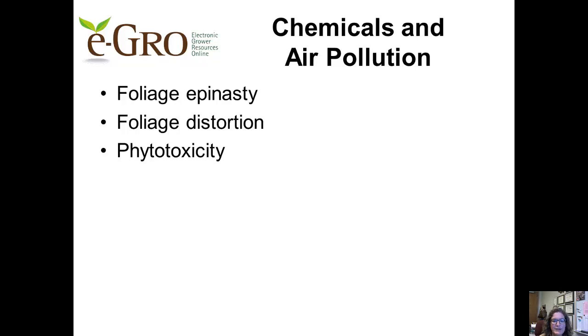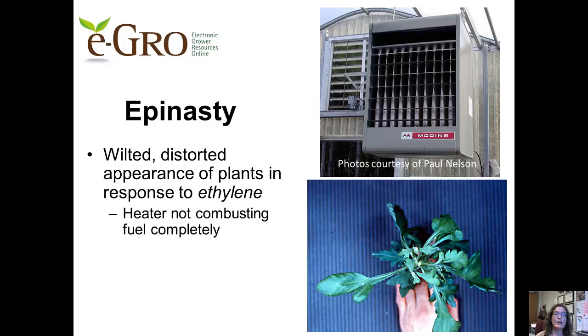A number of plant deformities can occur from plant exposure to chemicals and various types of air pollution. Consider epinasty, which is the wilted, distorted appearance of shoot tips in response to, in this case, the senescence hormone ethylene. It can occur when a heater is not combusting fuel completely, or when a gas-powered vehicle is used in crop production space. Even low levels of ethylene in the air may result in foliage epinasty. The good news is that when plants showing symptoms are removed from the environment containing ethylene, new growth will return to normal.